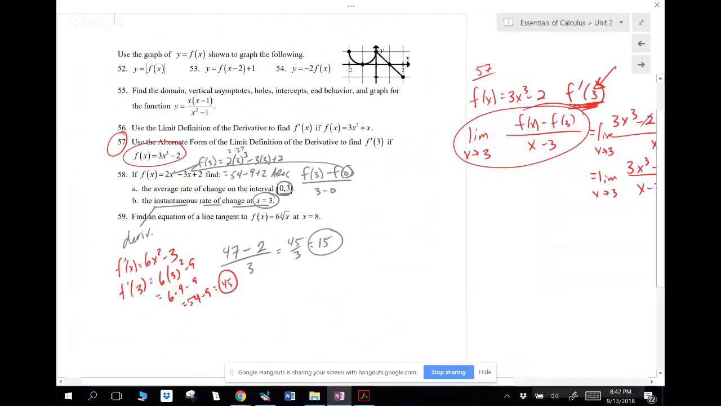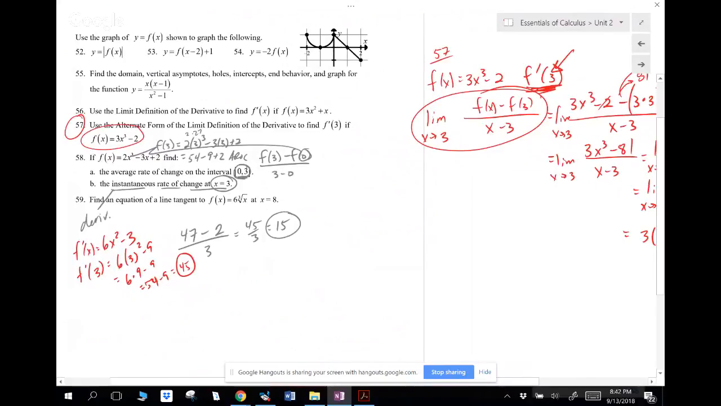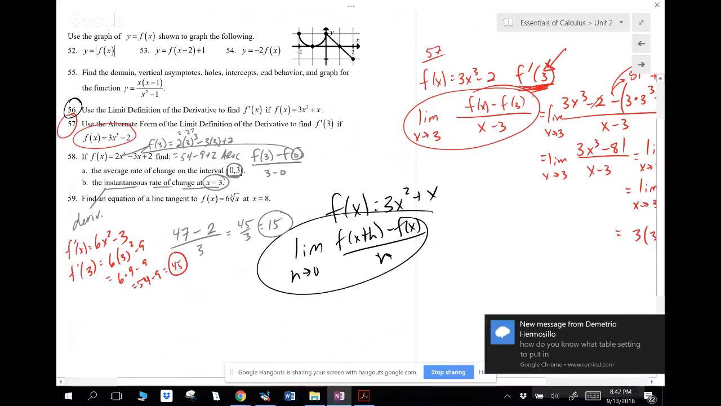56. Use the limit definition of the derivative. For 56, where f of x is equal to 3x squared plus x, I prefer the limit as h approaches 0 of f of x plus h minus f of x over h. I prefer that one because I think it's a little easier to use. You need to memorize this. You can't get around it. You just got to.